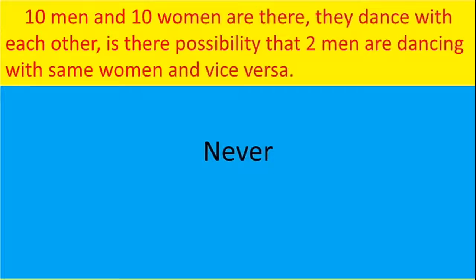Yes, correct, because it is clearly given that they dance with each other. So 2 men dancing with the same woman is not possible. A simple question, but it needs some logical thinking to solve this type of question. The answer may be cannot be determined, or never. Shall we go for the next question?